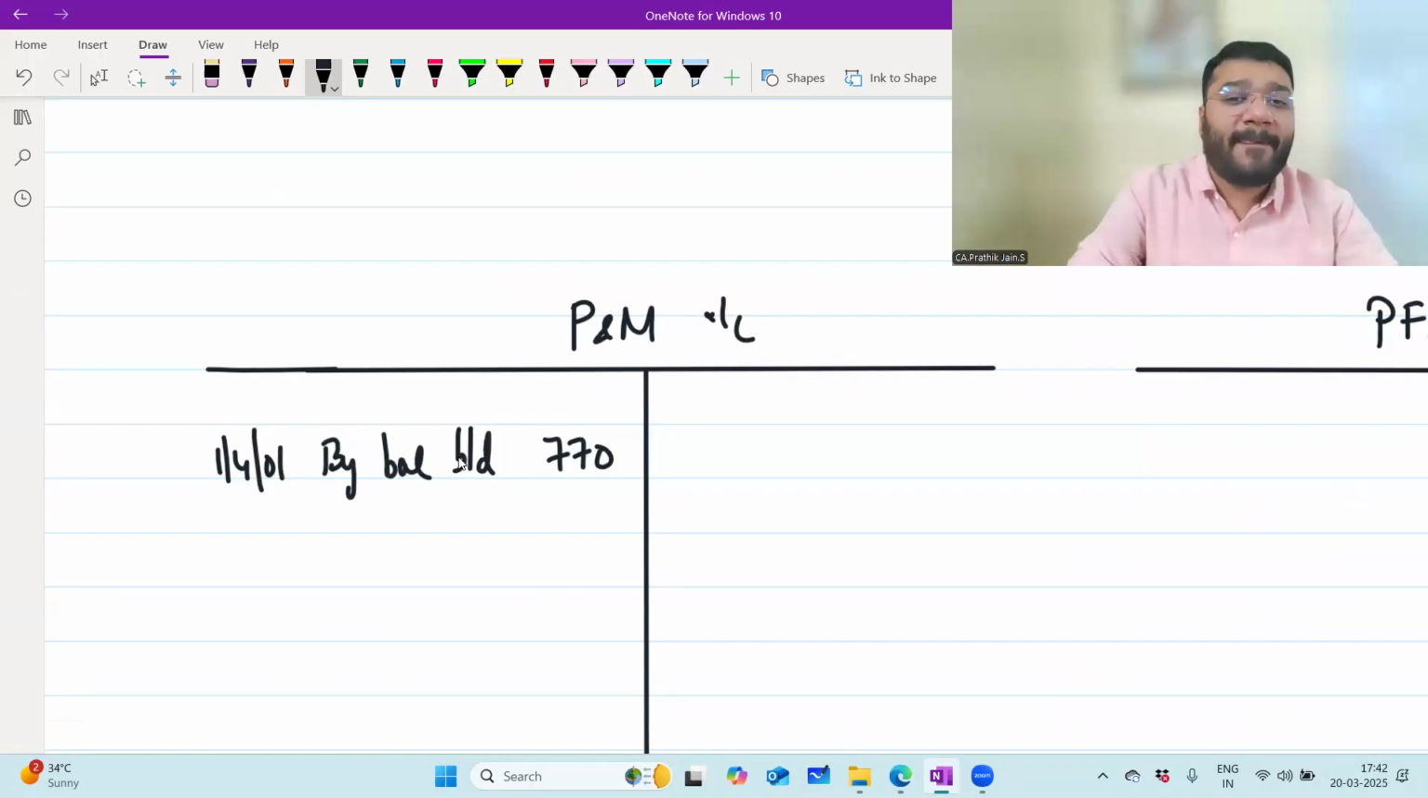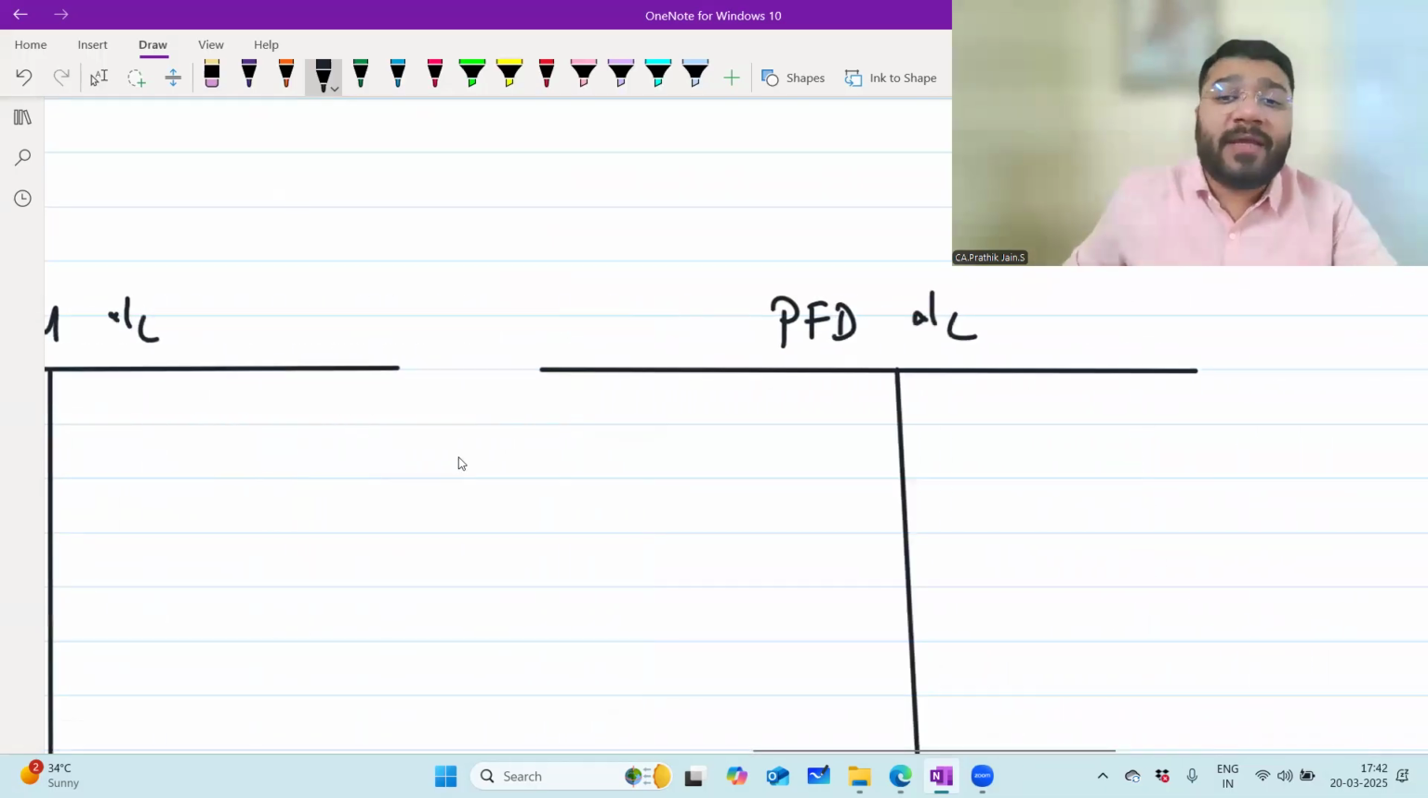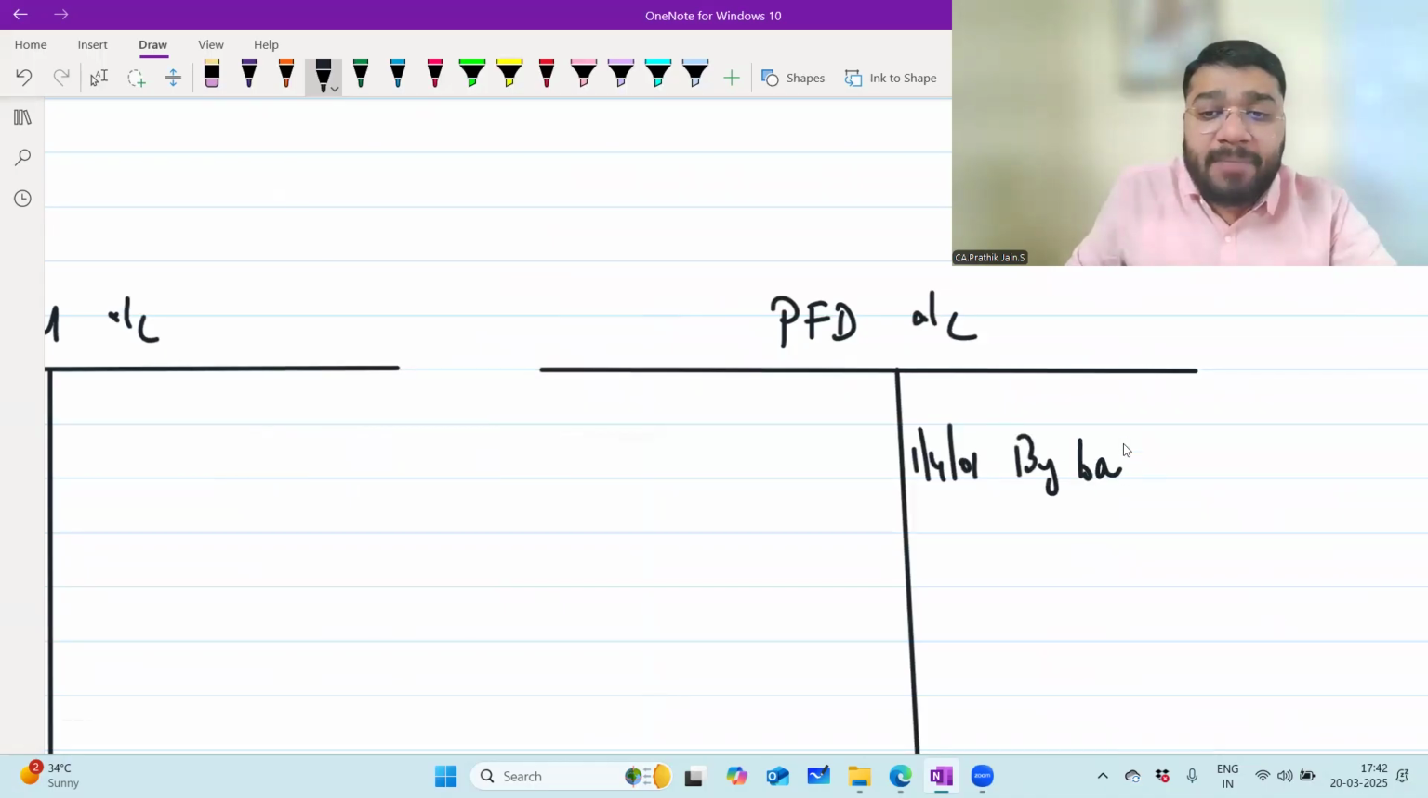Okay. What is the opening balance of the PFD account? 1/4/2001, by balance brought down. You can write along with me.